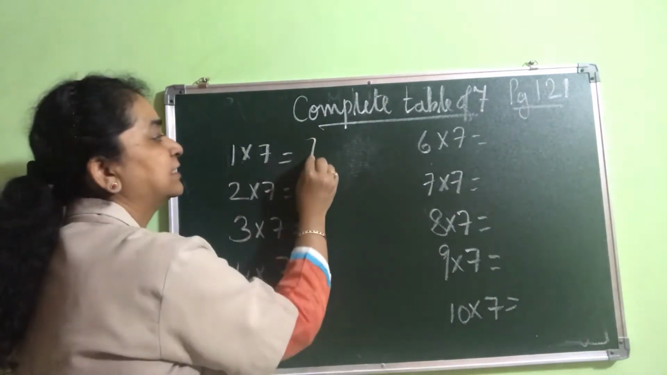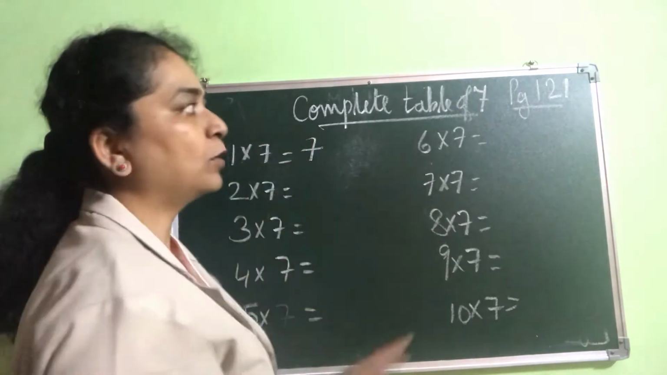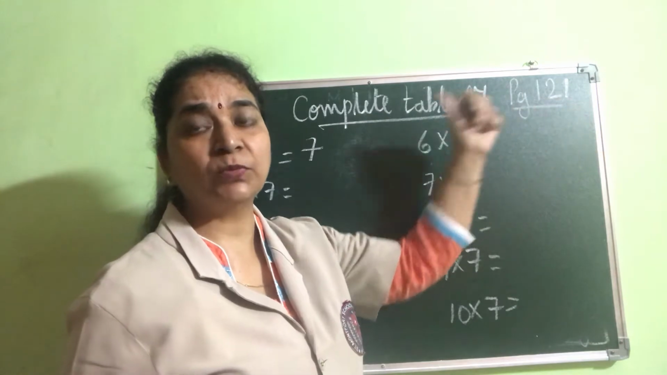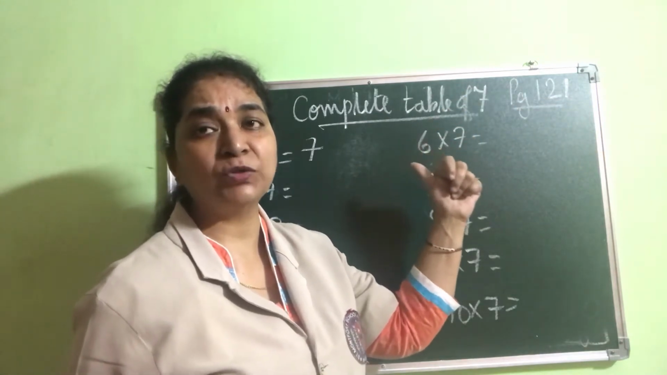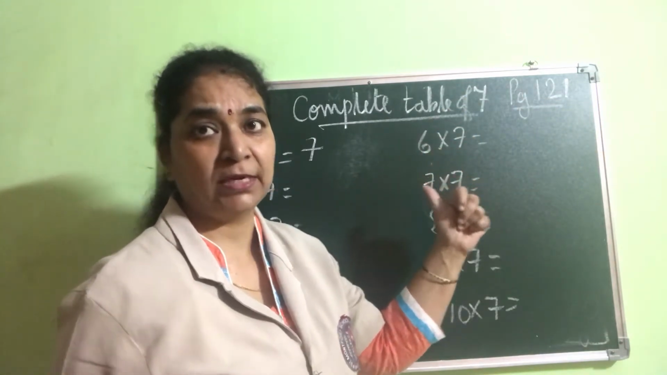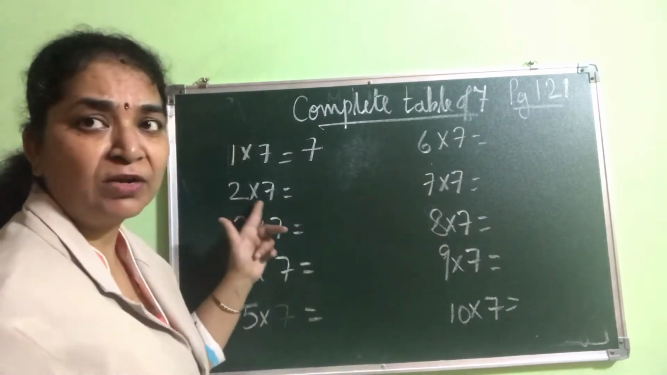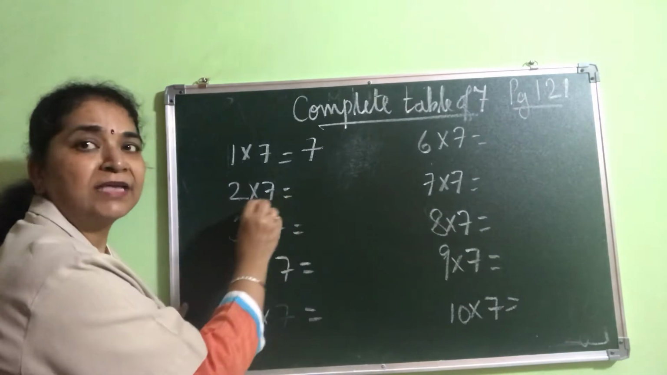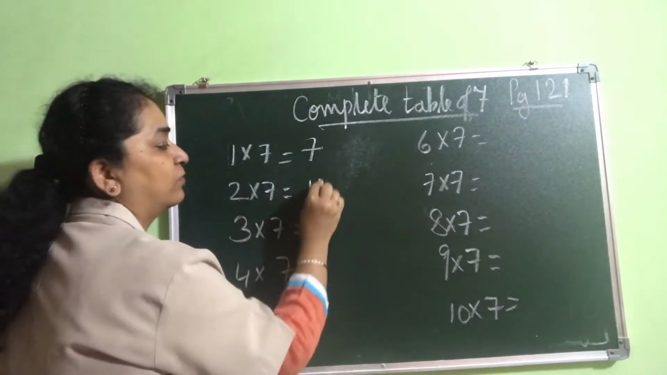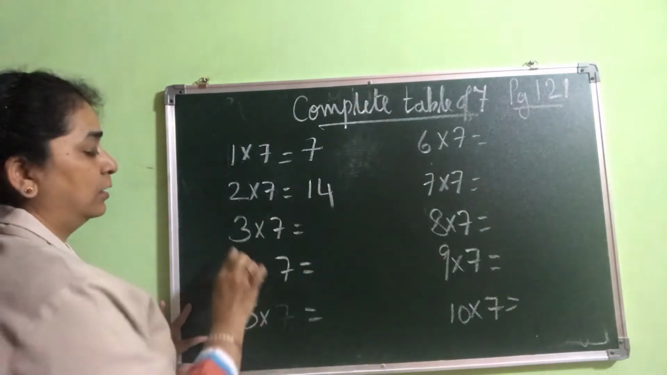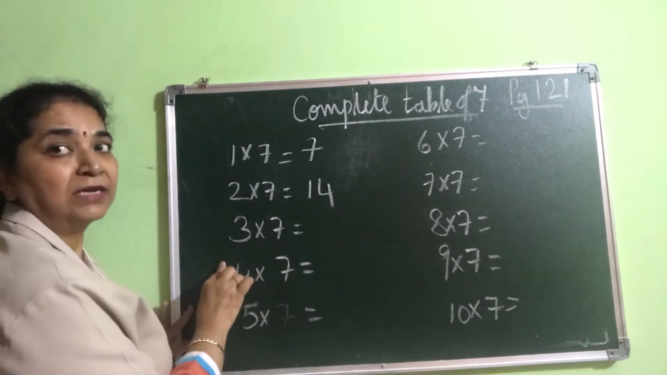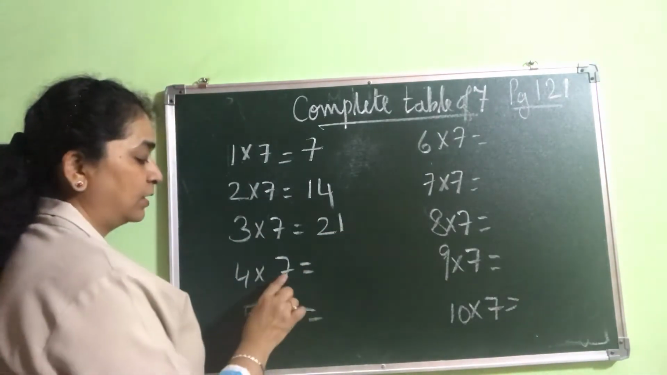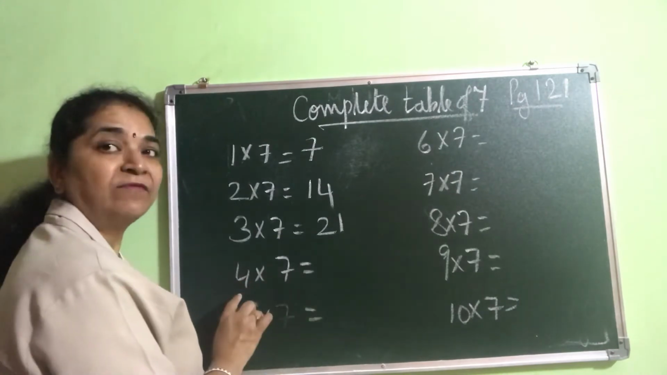It is 7. All will take out page number 121 of your semester books. We are doing it on page number 121 of your semester books. 1 7s 7 or 7 1s 7. 2 7s or 7 2s, both are same, 14. 3 7s or 7 3s, both are same, 21.